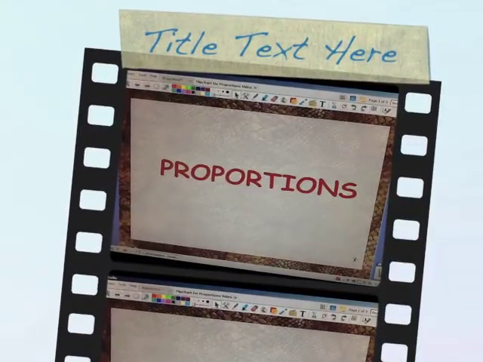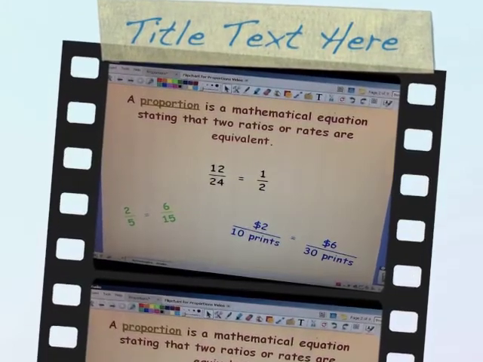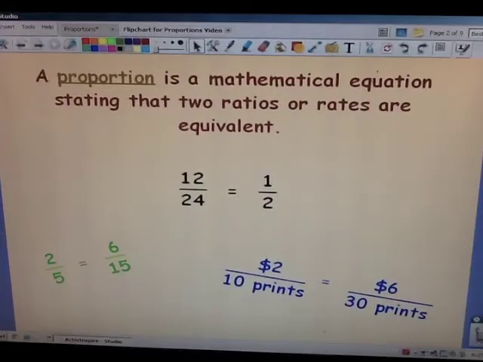This lesson is on proportions. A proportion is a mathematical equation stating that two ratios or rates are equivalent. For example, the ratio 12 to 24 is equal to the ratio 1 to 2. These are proportional. They're equivalent, they're the same, they're equal.